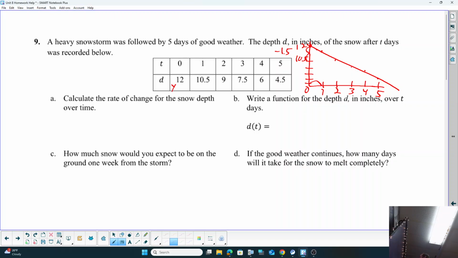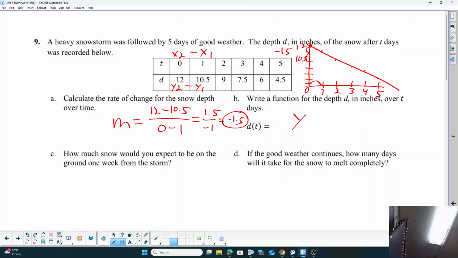This is your y2 minus y1 over x2 minus x1, right? Change your rate. So that's going to be 12 minus 10.5 divided by 0 minus 1. And so that's 1.5 divided by -1. So -1.5 is our change of rate. Oh, write a function of that. Well, we just found our change of rate, which is the slope.